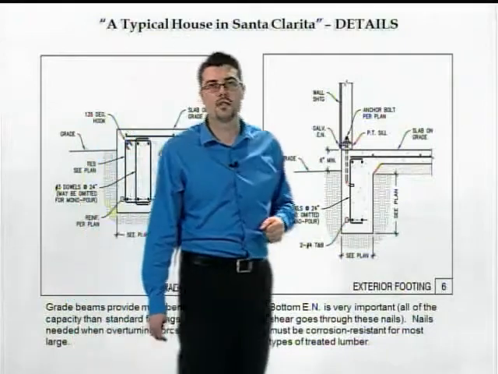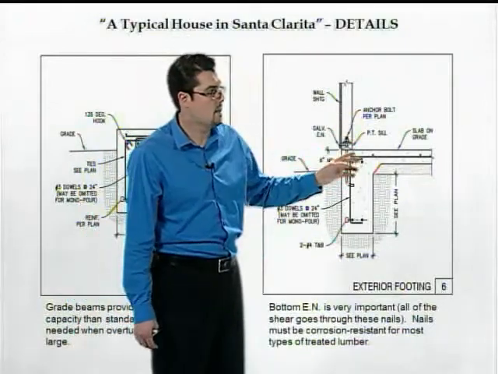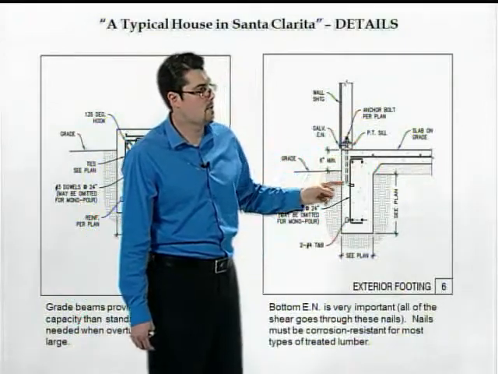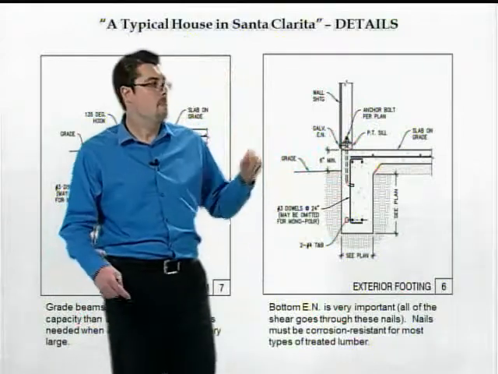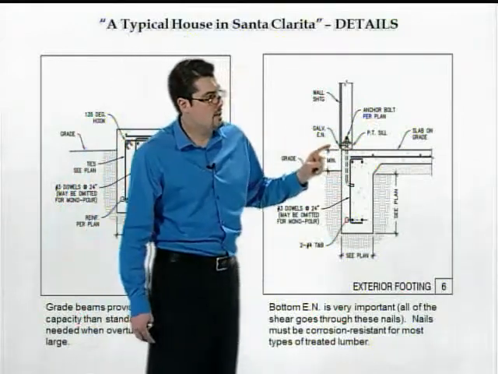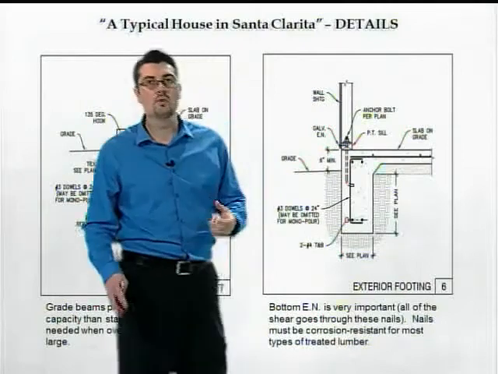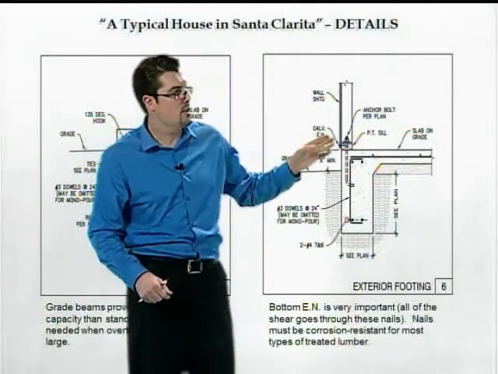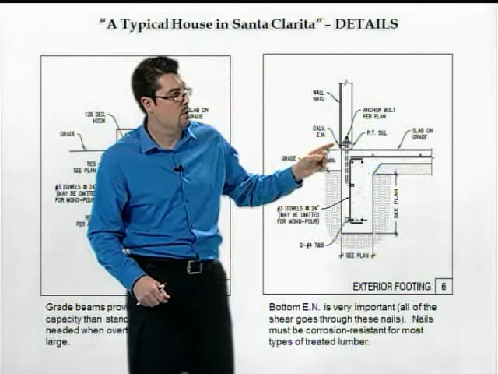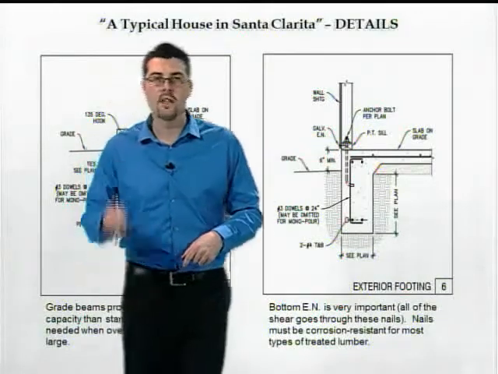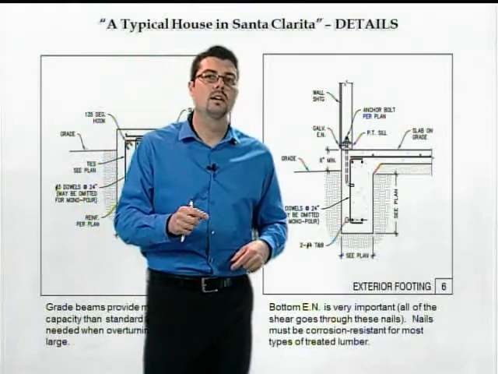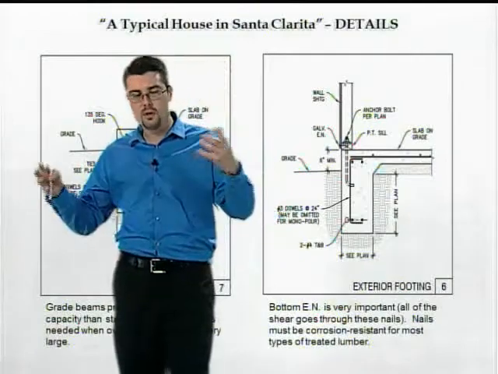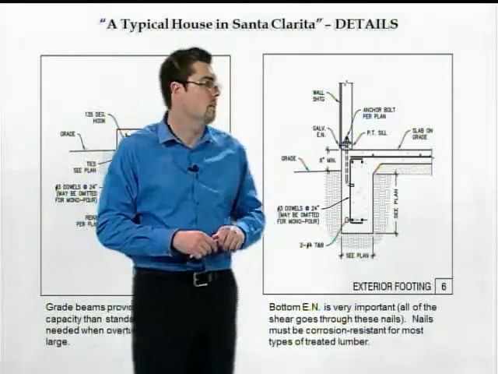Not a very complicated chain here. Plywood, nailing, plate, anchor bolts, footing. Okay? This nailing here is probably the most important nailing in a house. All of the shear in the house at some point will go through that bottom sill nailing. And if that nailing is not done right, you can have a catastrophic failure in an earthquake.